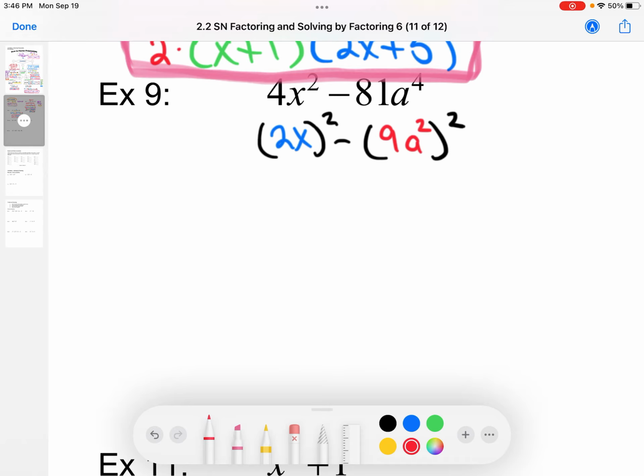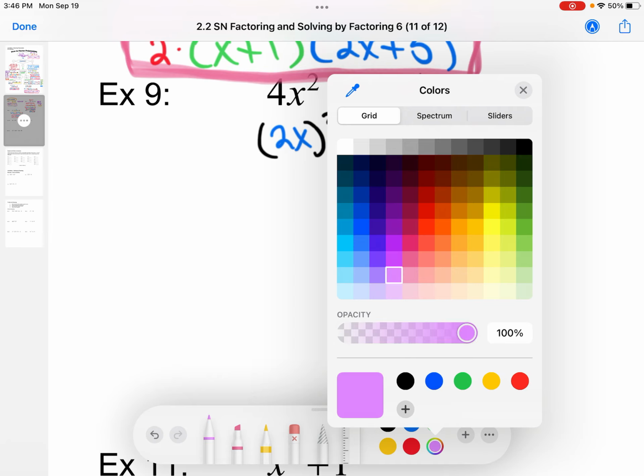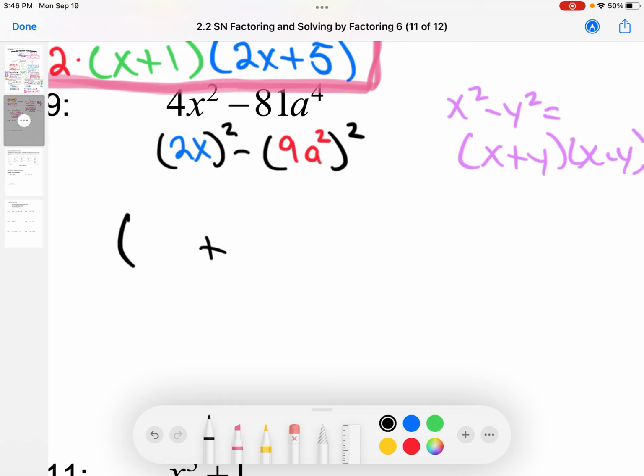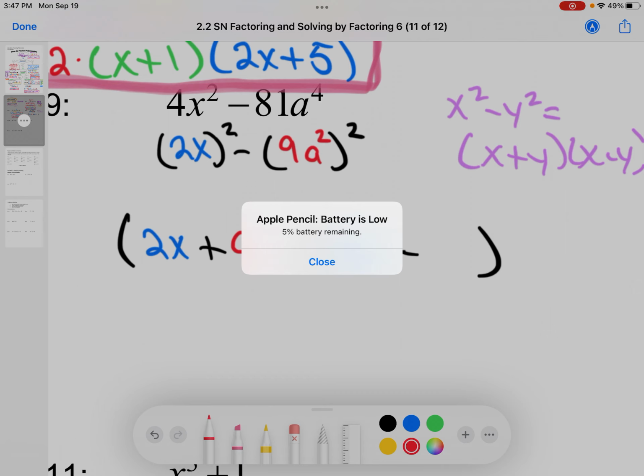So as we factor this, we think about that factoring rule from the previous page, and it said that x squared minus y squared factors into x plus y times x minus y. That's the factoring rule from the previous page. So as we factor this, first parentheses will be a plus, second parentheses will be a minus. The x is our 2x, and the y is our 9a squared.